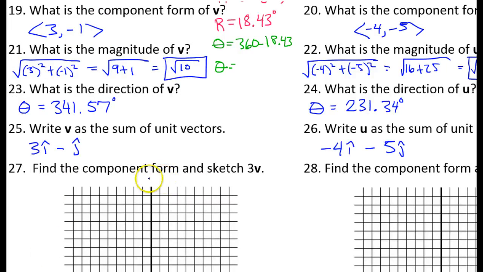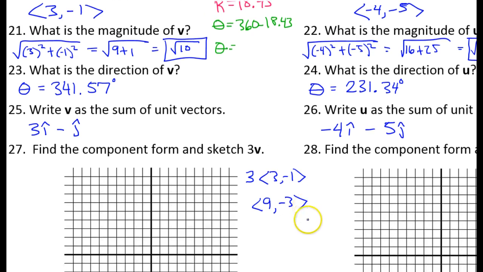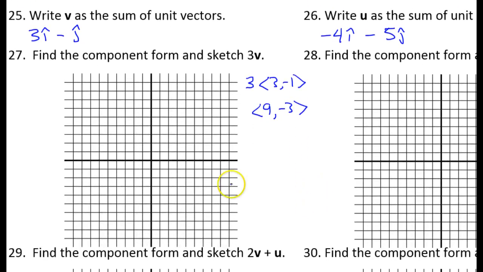Number 27, find the component form and sketch 3v. All right, well 3v is going to be 3 times 3, negative 1. So that would be 9, negative 3. So now we have to sketch it. It really doesn't matter where you start a vector. So I'm just going to start this one at the origin, but you can move a vector anywhere as long as it has the correct horizontal and vertical component. So this would be right 9 and down 3.